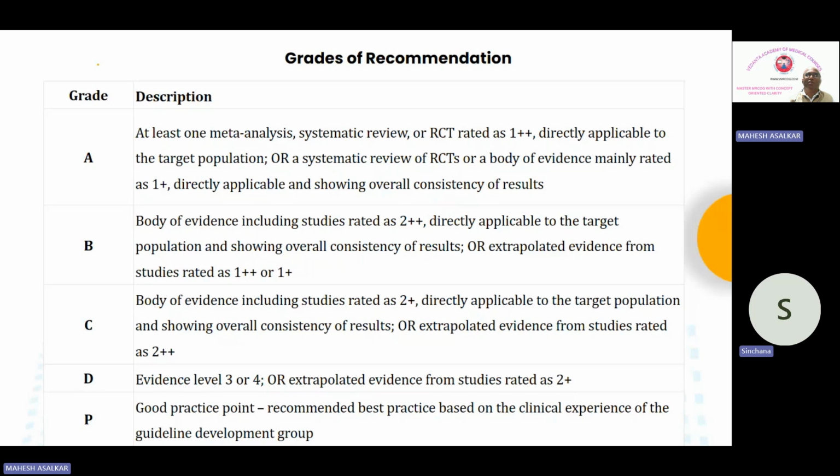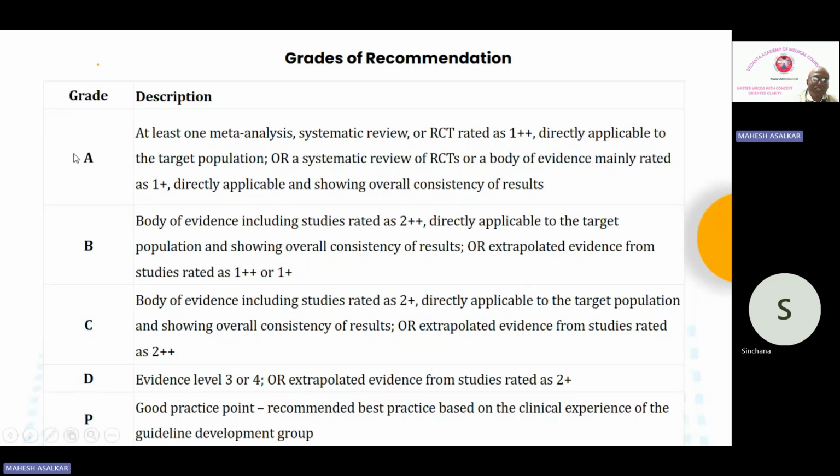So the recommendation will be based on the level of evidence. What is the level of evidence? From that we make the recommendation. This recommendation can be graded as grade A, B, C, D and P or GPP, that is a good practice point. So these are the grades of recommendation: A, B, C, D and P.